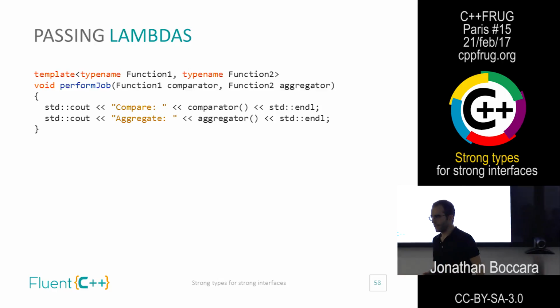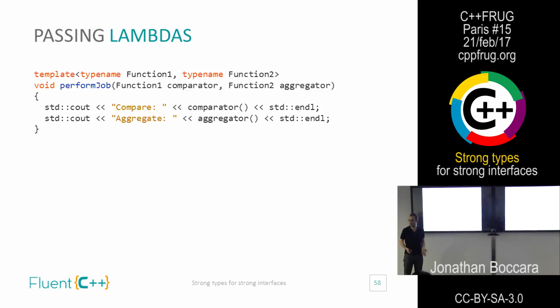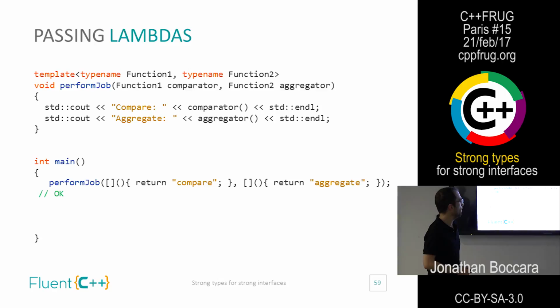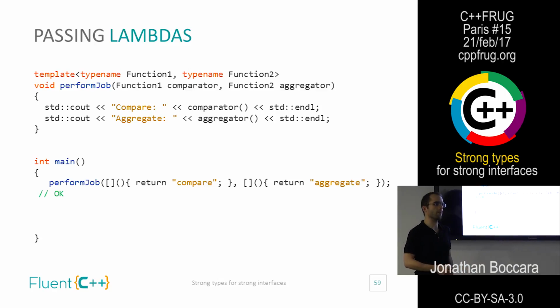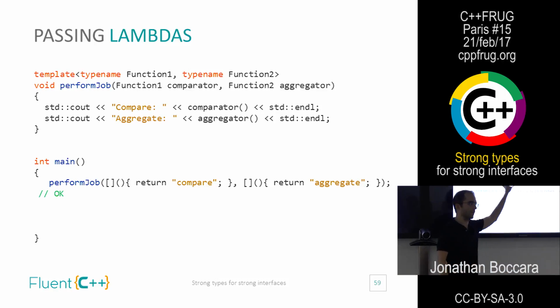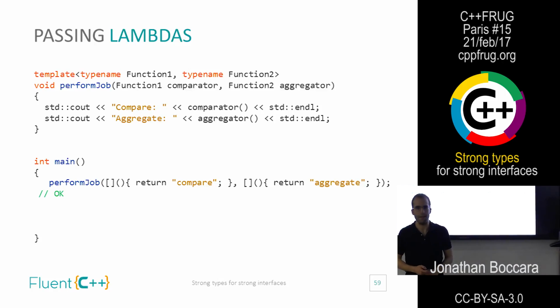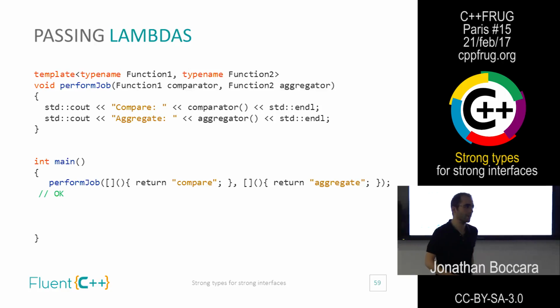Right? And I want to pass two functions in the form I like, be that a function or lambda or function object or whatever. So I can use it with a lambda, for example. So I'm passing this function that does comparisons in the place of compare, and another one to aggregate things. That's okay. That's actually very, very good.